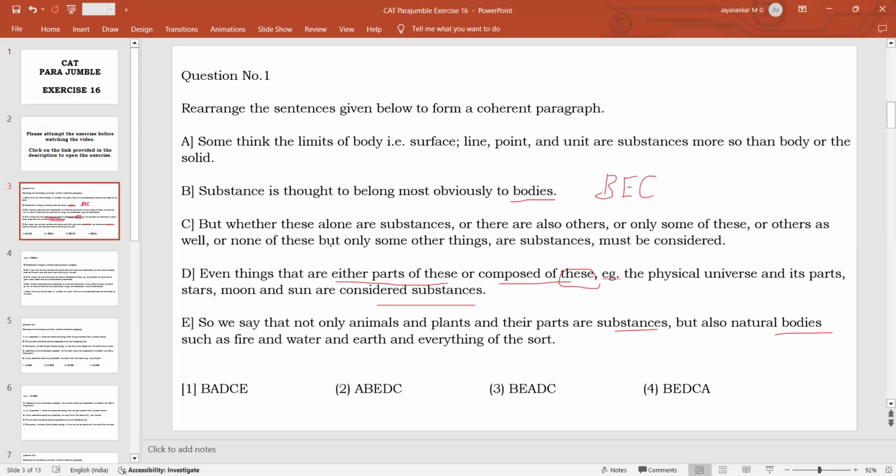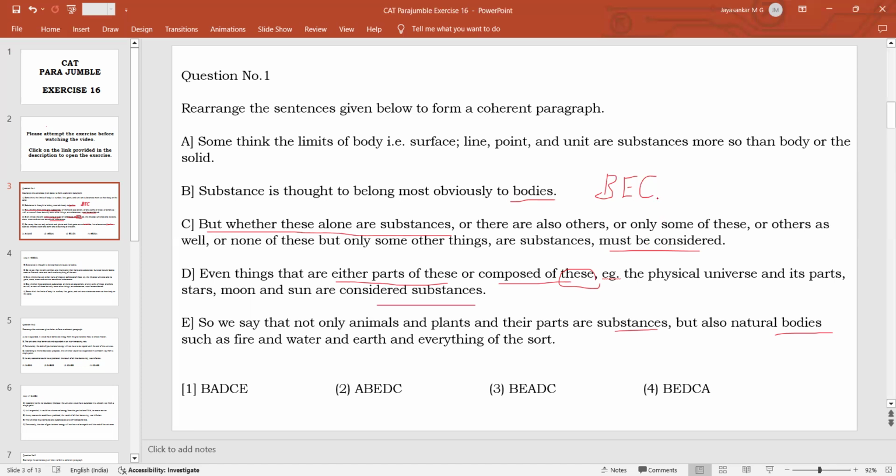Then comes a different view. What is the different view? Whatever we have talked about till now, we have talked about bodies which contain substances being called substances. Then we talked about natural bodies, then the bodies in the universe. They are all substances. But whether these alone are substances, or only some of these are substances, or none of these are substances but something else is, should also be considered. So we are thinking about other possible definitions of substance. We have formed one definition, then we are thinking of other possible definitions.